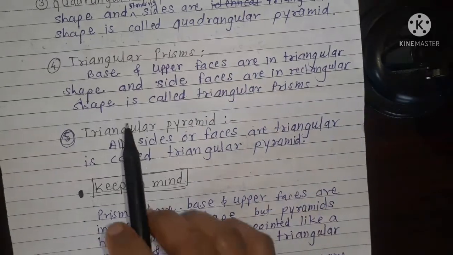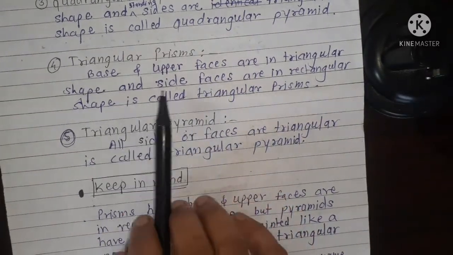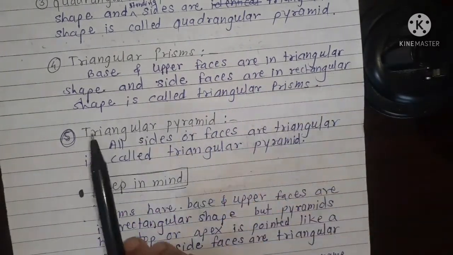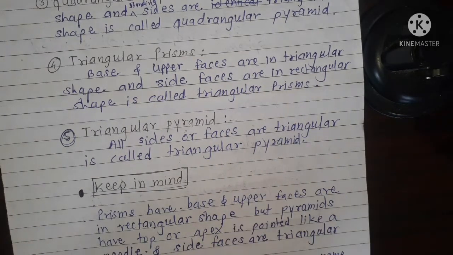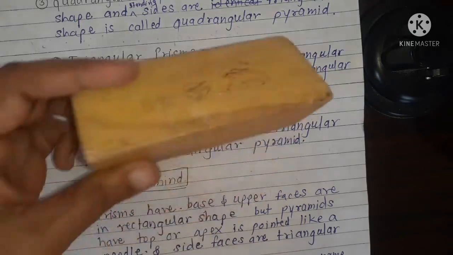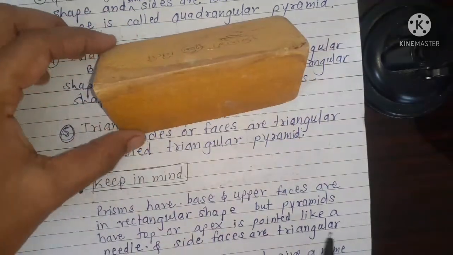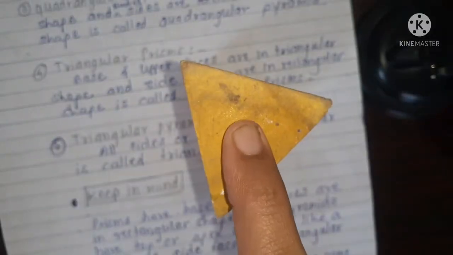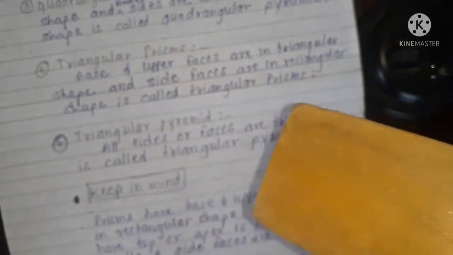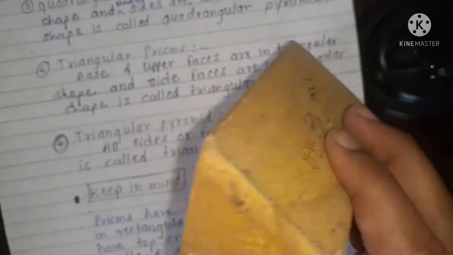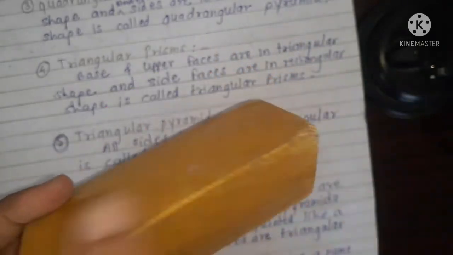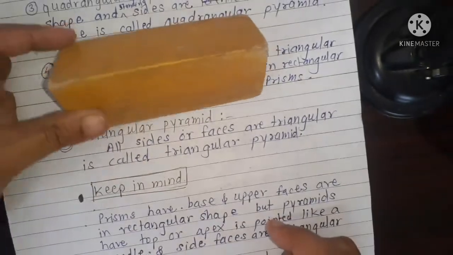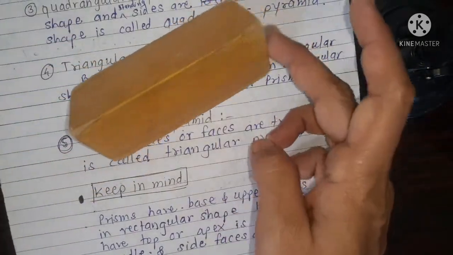4. Triangular prisms. When the base and upper faces are in triangular shape and the side faces are in rectangular shape, it is called a triangular prism. This is a triangular prism. Base and upper face are in triangular shape and other sides have a rectangular shape. So it is called a triangular prism.